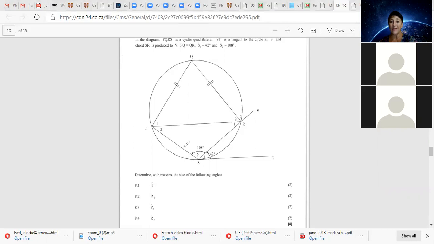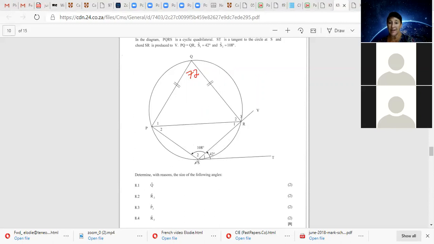In the diagram, PQRS is a cyclic quad. They didn't need to tell you that. You can see that the 4 points, the 4 vertices are on the circumference of a circle. So what do you know about a cyclic quad? We know that the opposites are supplementary. So 180 minus 108 will be there. What else do we know about a cyclic quad? We know that the exterior equals the opposite interior. Right? We don't know what these are yet, so let's look at this information.